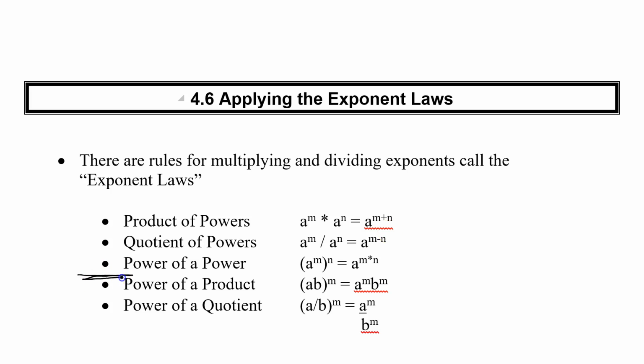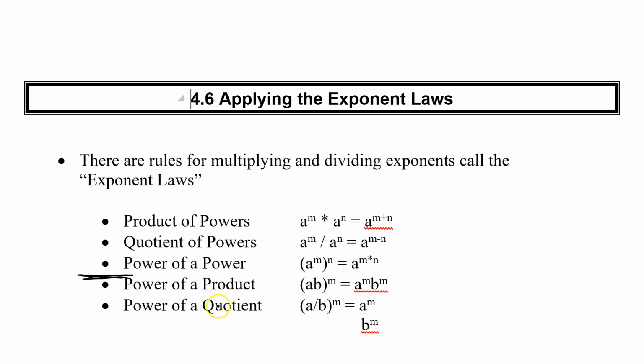I'm going to put a little line here because these first 3 are kind of related. They're all about what I do to my powers. These last 2 really are dealing with brackets. In this case, I've got a product, so I have a multiplication inside my brackets, and everything inside the brackets is raised to the power of m. So essentially I can distribute this m to both the a and the b. So ab to the power m can also be written as a to the m, b to the m. Everything inside the brackets gets raised to my power.